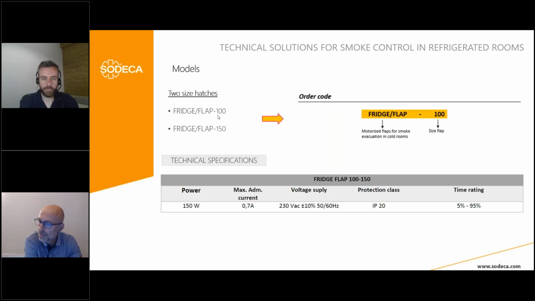Here you can see that we have two models, the fridge flap 100 and the fridge flap 150. Basically, there are two dimensions, two sizes. And the actuator is a 150 power actuator with a maximum admissible current of 0.7 amperes. The voltage supply is 220 volts alternating current. It comes with a protection class of IP20, and the time rating is 5% of 85%.